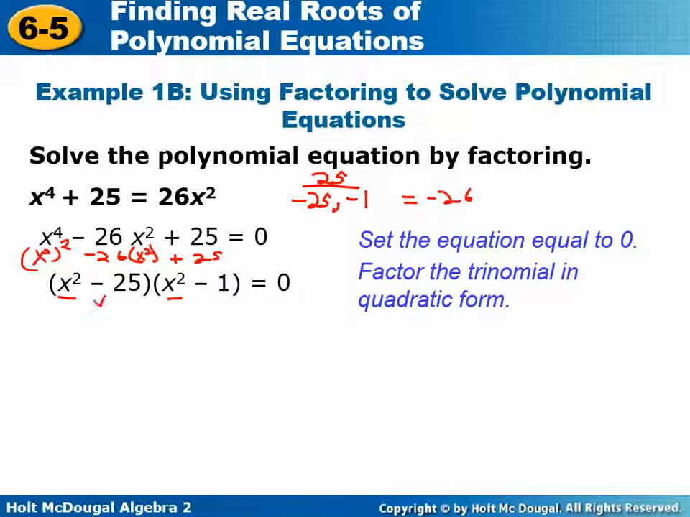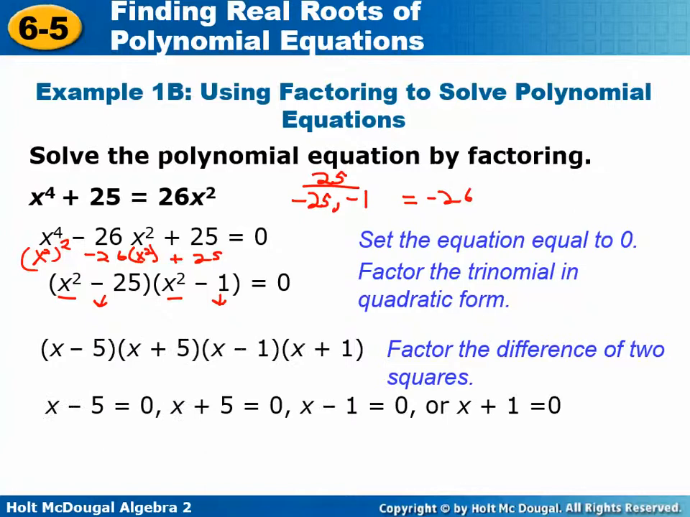Now I have to set each of these equal to 0. So I'm going to have two equations. Oh, not yet. Sorry. Now this can be factored again, because this is something squared minus something squared. It's a difference of two squares. And so is the other one. So this one became this part. I can factor this as x minus 5, x plus 5. And over here, this one became x minus 1, x plus 1.